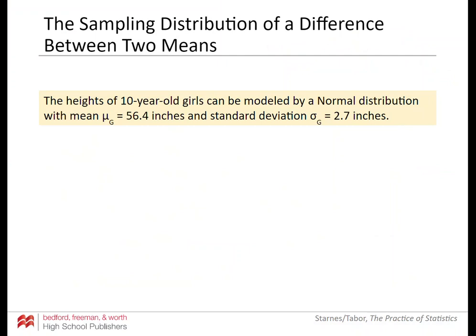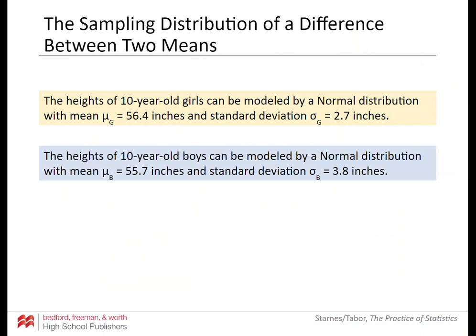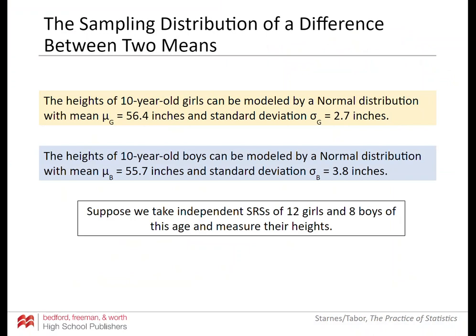The heights of 10-year-old girls can be modeled by a normal distribution, with the mean for girls being 56.4 inches, the standard deviation for girls 2.7 inches. The heights of 10-year-old boys can be modeled by a normal distribution, with the mean for boys 55.7 inches and standard deviation for boys 3.8 inches. So, suppose that we take an independent simple random sample of 12 girls and 8 boys of this age, and measure their heights.